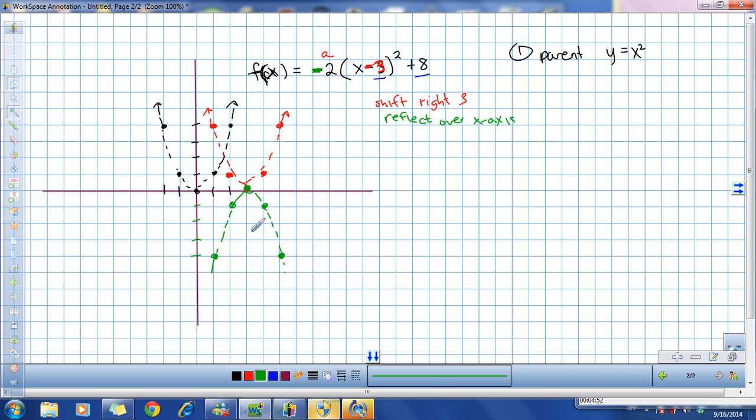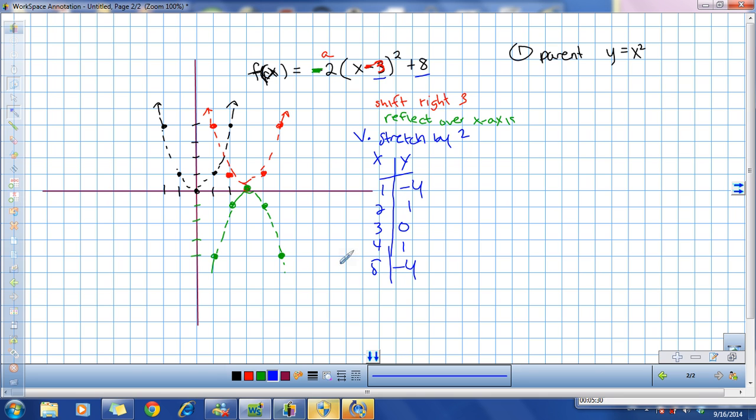Okay, then we want to stretch it. So stretch it by 2. And this is a vertical stretch because it's on the outside. So I can do one of two things. I can count my slope, or I can use the points and make a table. So I'm going to make a table, x and y. I'll start here: 1, negative 4; 2, negative 1; 3, 0; 4, negative 1; and 5, negative 4.